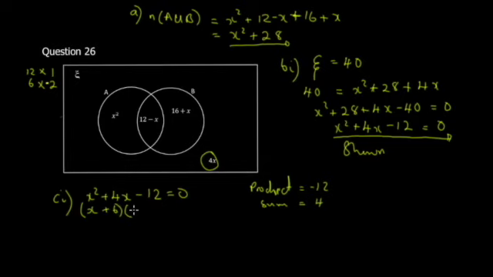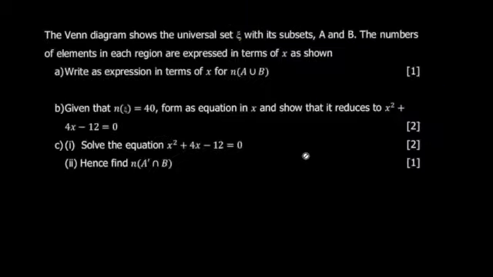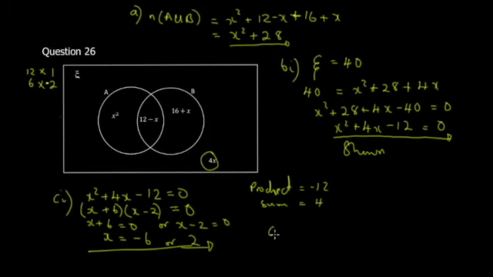So it would come off as x plus 6, x minus 2, equal to 0. And then you get x plus 6 equal to 0, or x minus 2 equal to 0. Then x equal to negative 6 or 2, like this. Then obviously you're done. So this is how you'd solve the equation. Then it says calculate the number of A complement intersection B. Okay, A complement intersection B, so that's part C2.